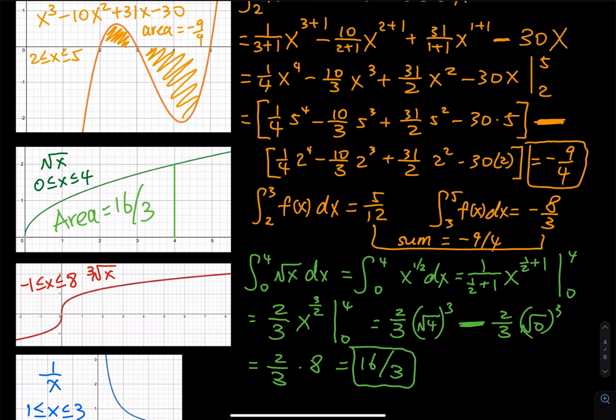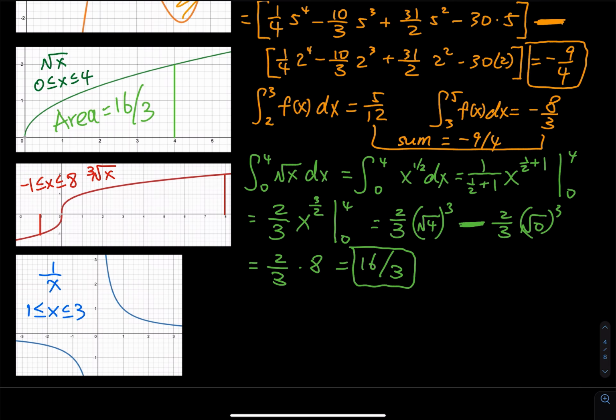All right, and then what's next? The next one is the cube root function, right? So we have to go from -1 to 8. So let's change to red. So from -1 and then all the way to 8, we are looking for this area. So this is positive, this is negative. When you add them up, the area must be positive because the positive piece is so much bigger.